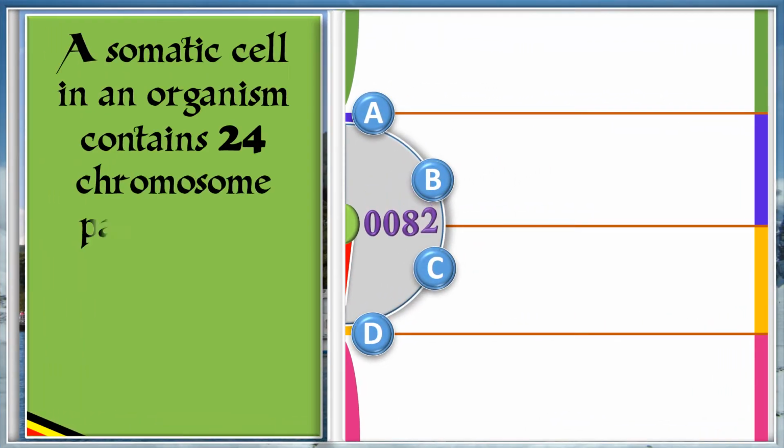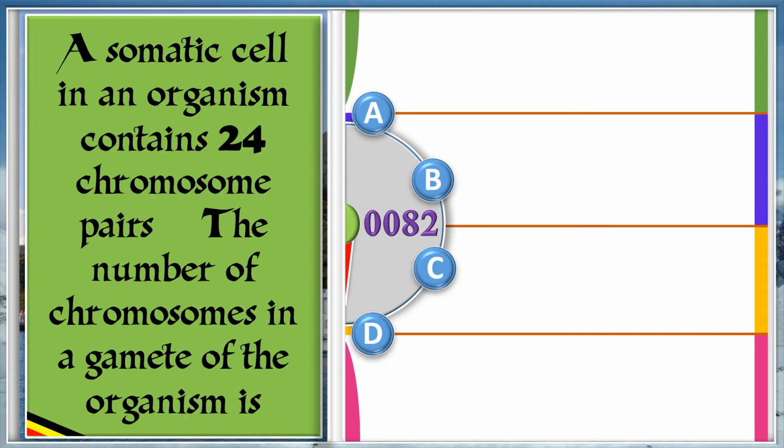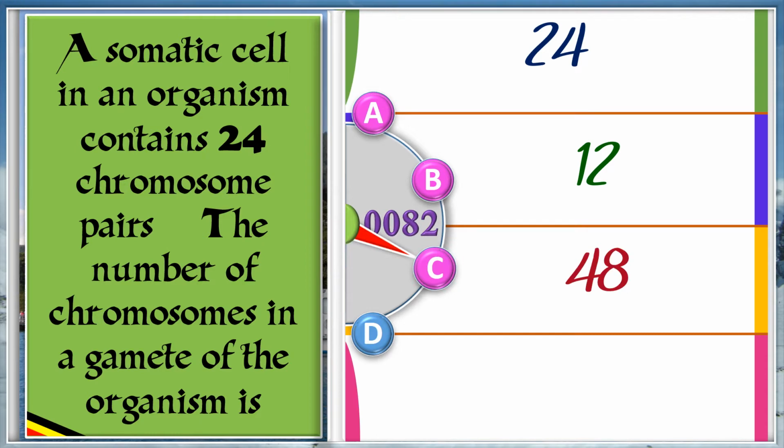A somatic cell in an organism contains 24 chromosome pairs. The number of chromosomes in a gamete of the organism is A. 24, B. 12, C. 48, D. 6. And the answer is B. 12.